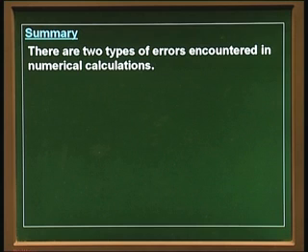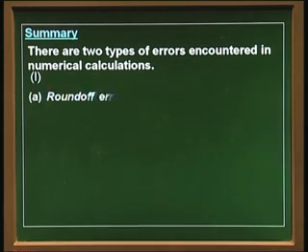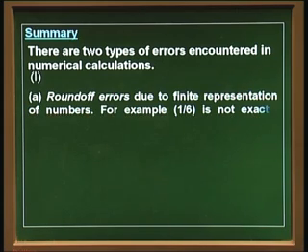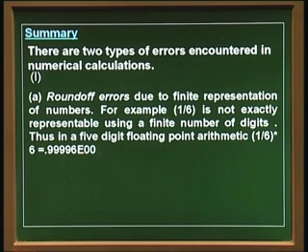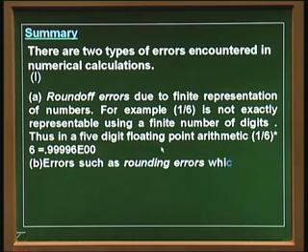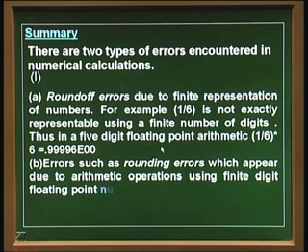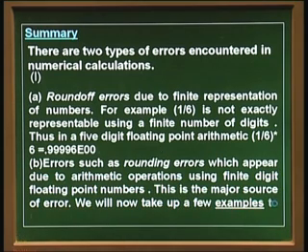So in summary, we saw there are 2 types of errors encountered in numerical computation. We have round off errors due to finite representation of numbers. That is, we said, for example, 1 by 6 cannot be represented completely, so we have to represent it as some approximation, right, because there is a finite number of digits. And then we have rounding errors which appear due to arithmetic operations using finite digits, which we also saw in a few examples.